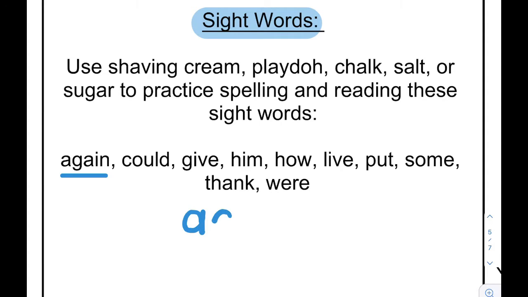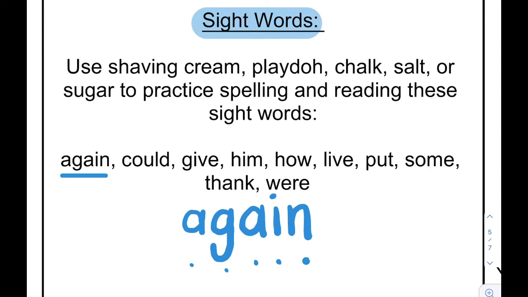A, G, A, I, N, again. And I also like to tap and chant the word: A-G-A-I-N, again. That's just a fun way to get it in our brains to make it easier to learn. Then we're going to read the word again. And after that, you just start with the next word.